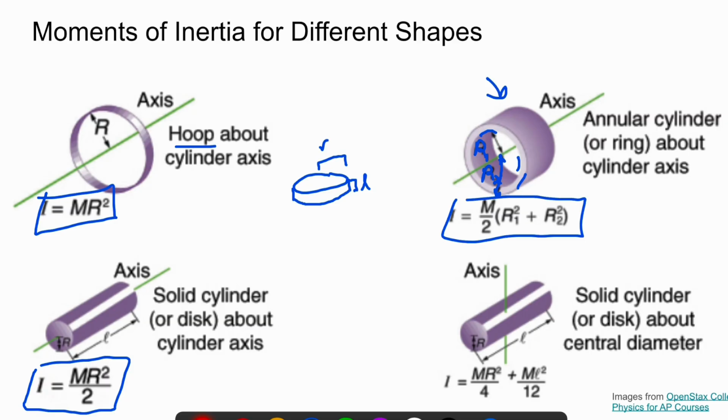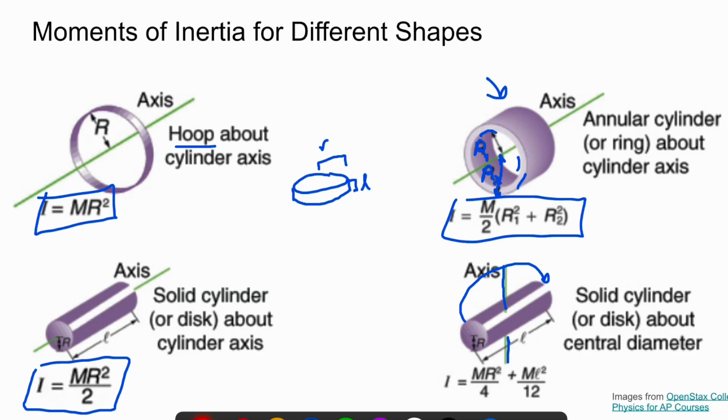And finally, one last thing to think about with our disks or our cylinders here is, what if instead of rotating through that center, along that center of the circle that makes up the cylinder, we rotated it at the center of its length? If we rotate it around in that direction, we end up with a very different moment of inertia, because now we're rotating it around a different axis.